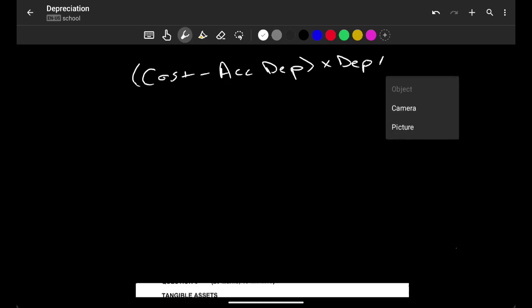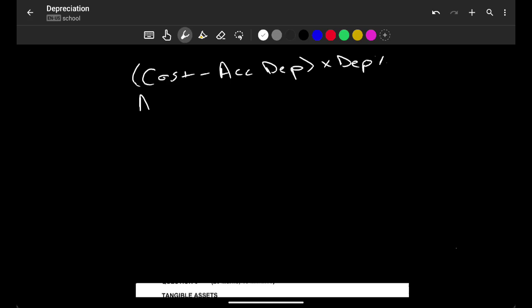But now looking at the diminishing method, not calculation, English is running away. The formula for it is cost minus accumulated depreciation, multiplied by the depreciation percentage. And we know that each time our accumulated depreciation is all our depreciation added together, right? Depreciation for year 1 plus depreciation for year 2, and so on and so forth. So that is our formula. Remember this, know the difference.